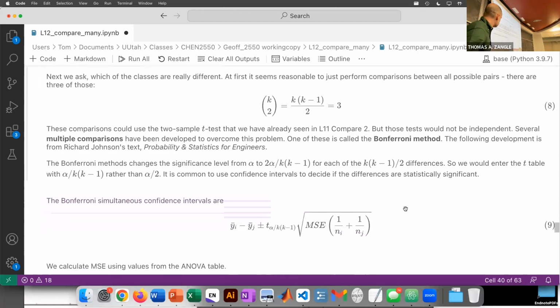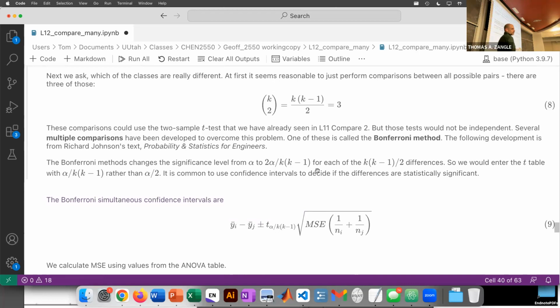So the Bonferroni method is basically like a modified t-test. We're going to just change the inputs to the same kind of formulas that we used to compute the t-test previously. The big difference here is that the significance level that we use in the t-test changes from alpha to 2 alpha over k times k minus 1. So we're going to modify the significance level that we use in order to calculate our probability from the t statistic.